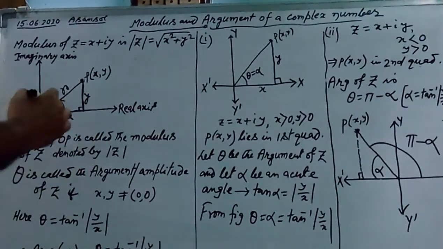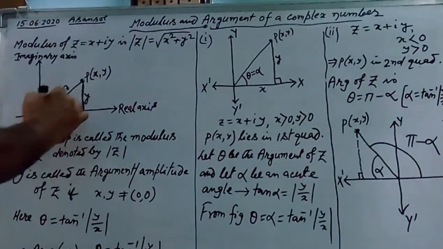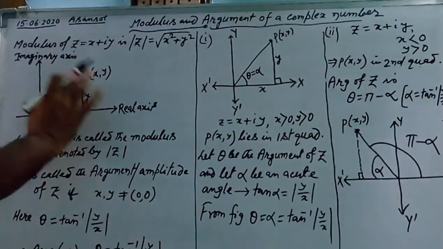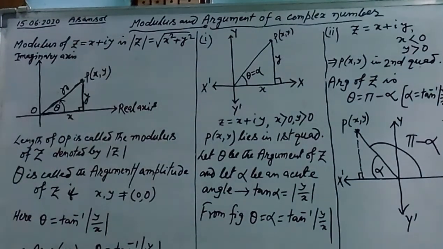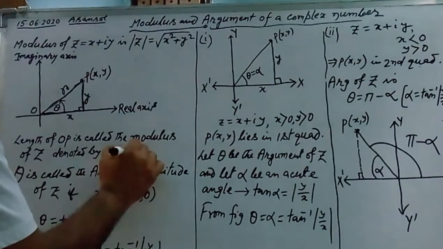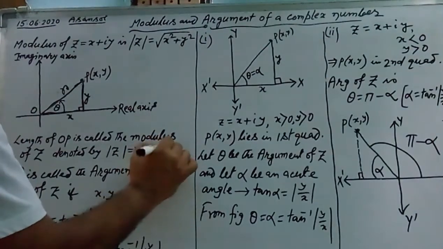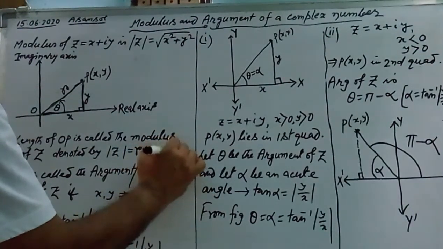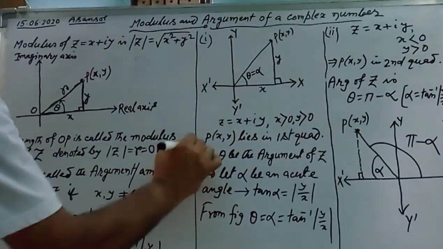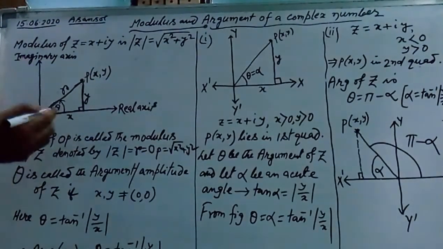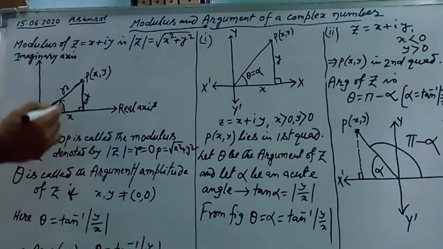Then the length of OP is called the modulus of z, denoted by mod z, which is equal to r. The length of OP is equal to the square root of x square plus y square. So this length is called the modulus, and this angle theta is called the argument or amplitude of z.